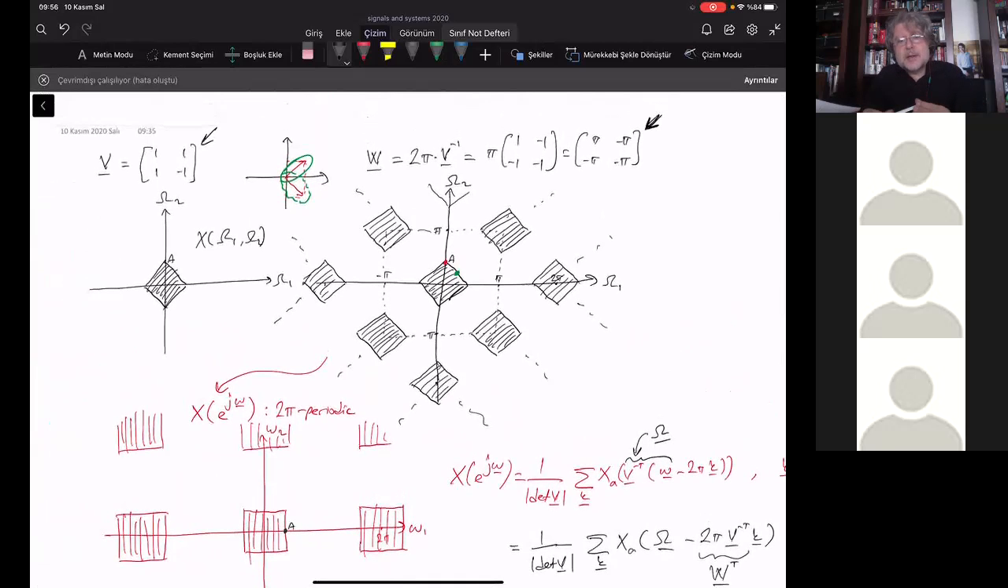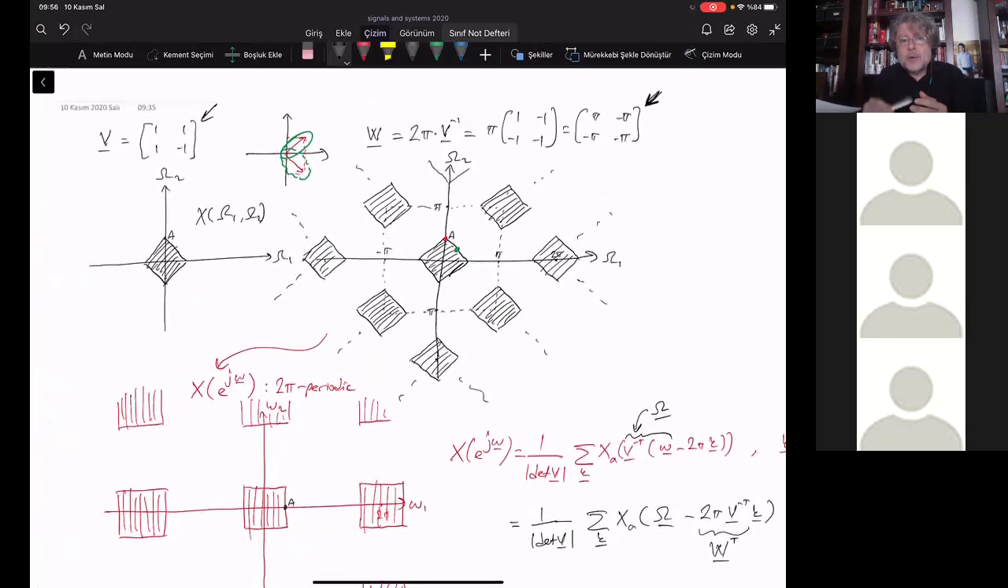Now, I want to come back to this black shape, and I want to emphasize something. Using this kind of sampling matrix V, 1, 1, 1, minus 1, notice how the tiling of this diagonal shape is made. Let's, for example, scale the values inside V, which are 1, 1, 1, and minus 1, with alpha. Let's make it alpha, alpha, alpha, minus alpha. Now, if alpha is smaller than 1, then W will become larger.